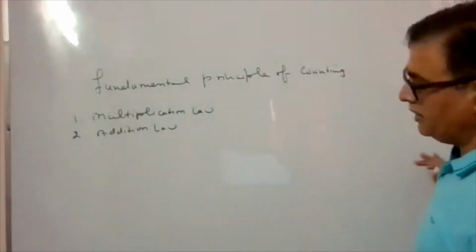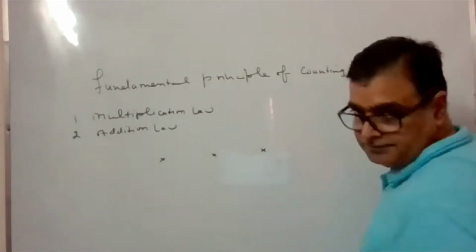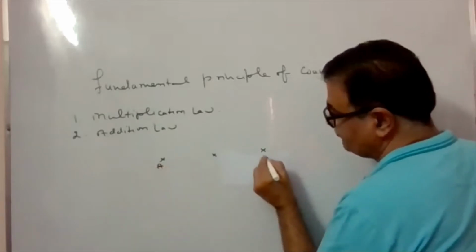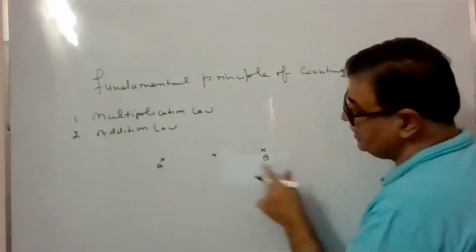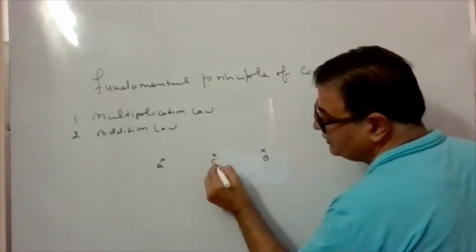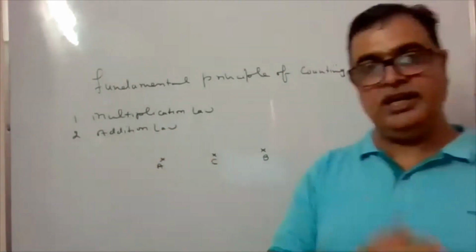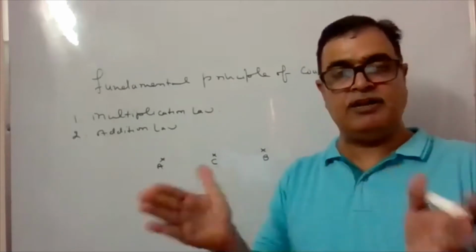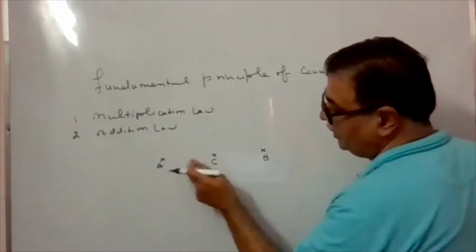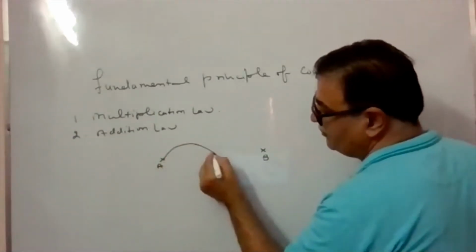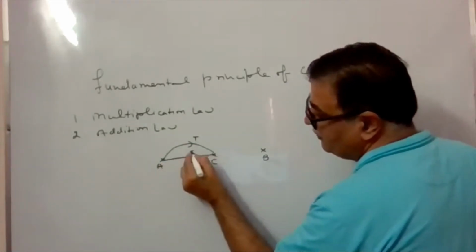Now, a simple example I'm taking here. One person reaches from A to B. A is one station, another station is C. He has to go from station A to B via C. C is one station in between. And he has options from A to C, he can go by three ways. He can travel by train this way. Here we can go by car.